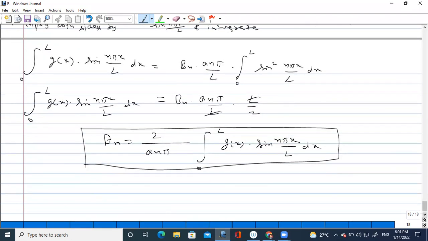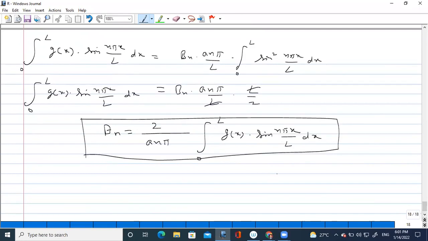Okay, so like this you can find both the different coefficients. These are the methods utilized in Fourier series, and in Fourier series a_n, b_n, a_0 we directly find by using this formula only. Okay, note down this.